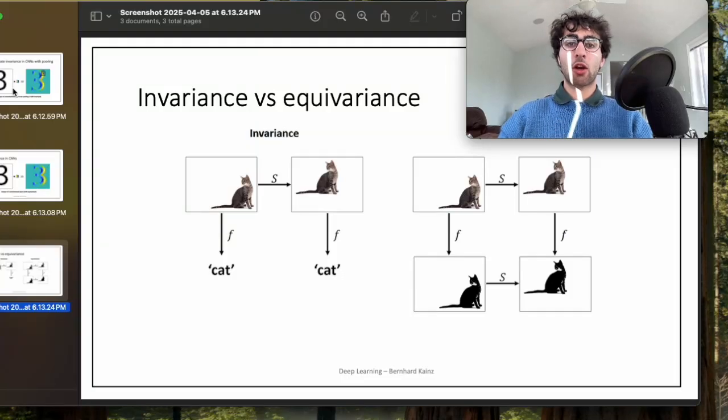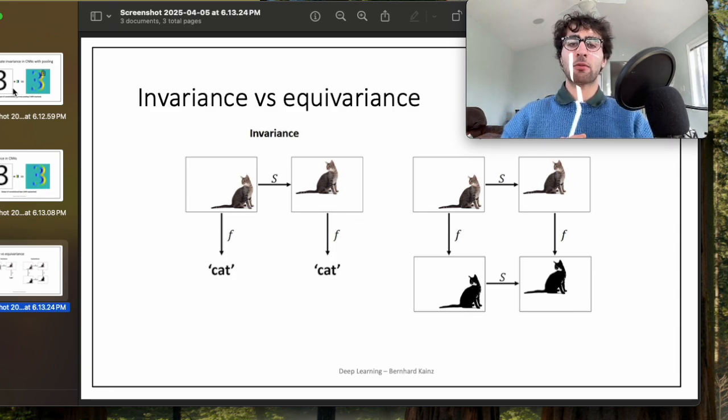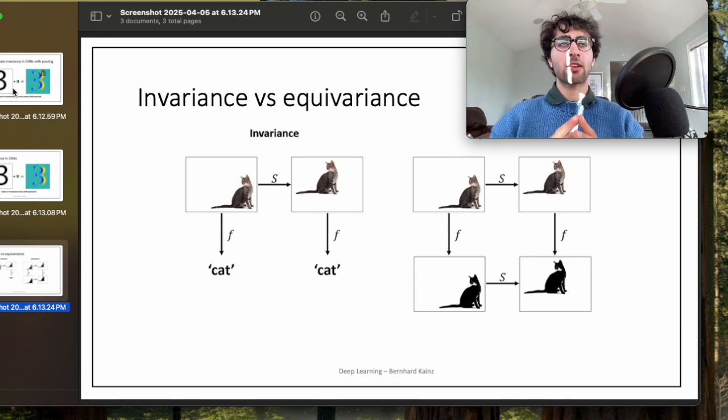Okay, so in today's video, I'm going to quickly discuss invariance and equivariance and their effect on convolutional neural networks in deep learning. I think this is a pretty fundamental concept in DL, so understanding it at a high level cannot harm you. So I'm going to use a few slides from a professor called Bernard Kainz.